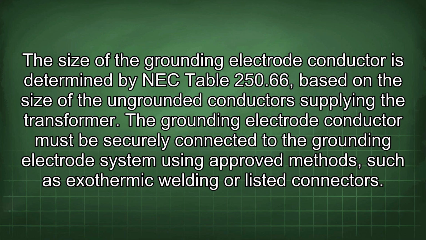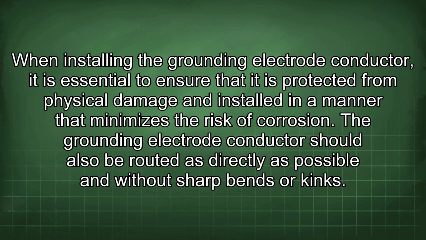The grounding electrode conductor must be securely connected to the grounding electrode system using approved methods such as exothermic welding or listed connectors. When installing the grounding electrode conductor, it is essential to ensure that it is protected from physical damage and installed in a manner that minimizes the risk of corrosion. The grounding electrode conductor should also be routed as directly as possible and without sharp bends or kinks.